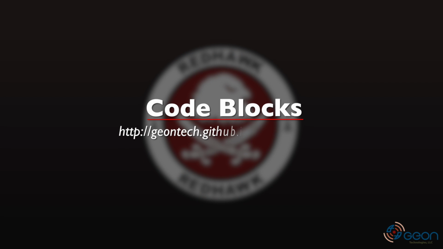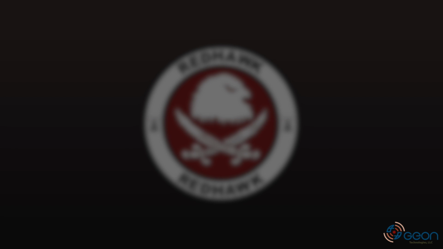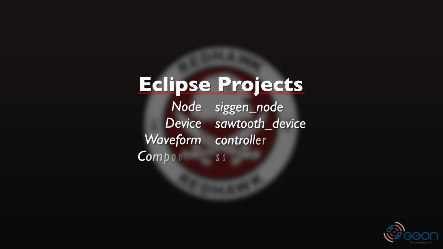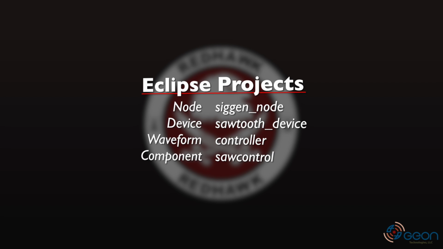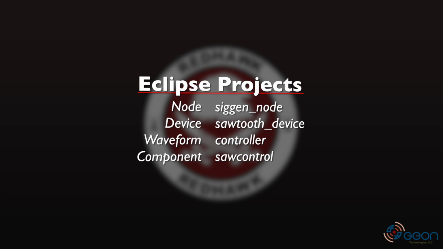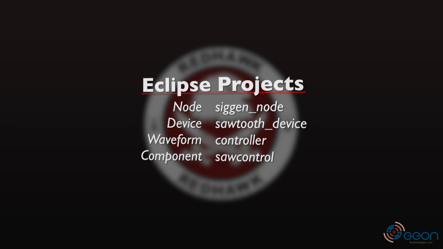Before we get started, please take a moment to clone or download the code blocks repository on GitHub for this session. For this series on property kinds, you're provided with four Eclipse projects: a node, a signal generator device, a controller component, and the waveform. We'll be updating each of these throughout this video series.